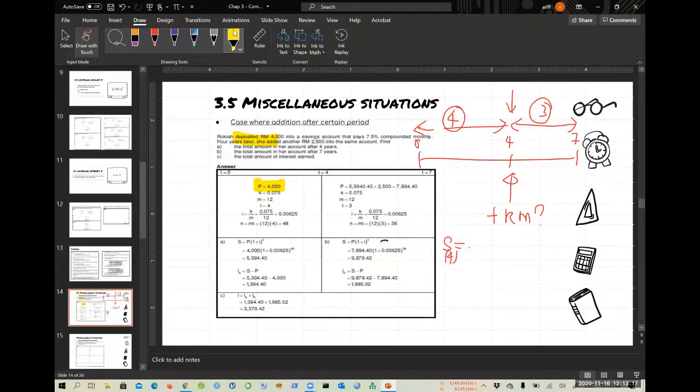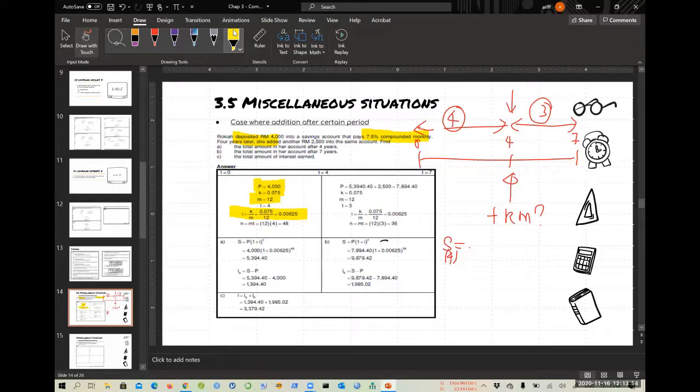How do you know that? Because you have the word 7.5% compounded. Okay, so that means K is equal to 0.075. And then you know that this is compounded monthly. So that means the frequency of this conversion will be monthly basis. That is M equal to 12. Okay, you have M equal to 12. So based on this information, you can find the value of I. Okay, is K over M. And then the value of N.